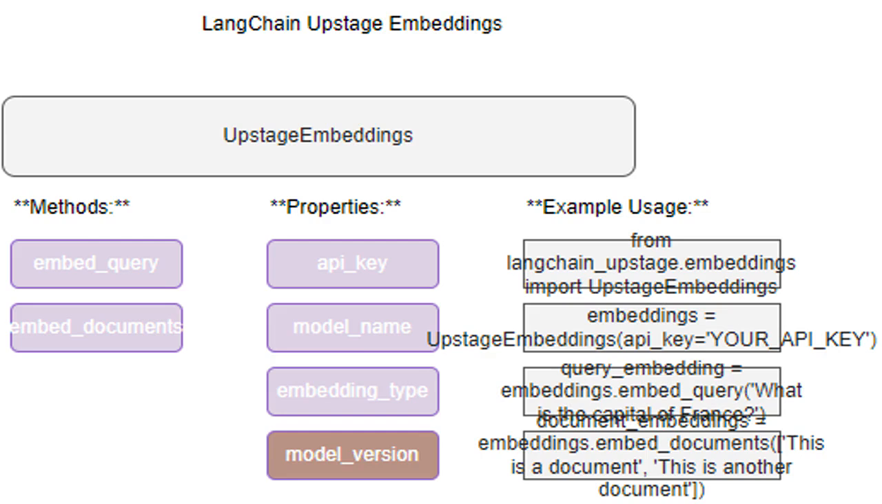The example usage section illustrates how to instantiate the Upstage embeddings class. Set the API key and call the embedding methods to generate embeddings for queries and documents.